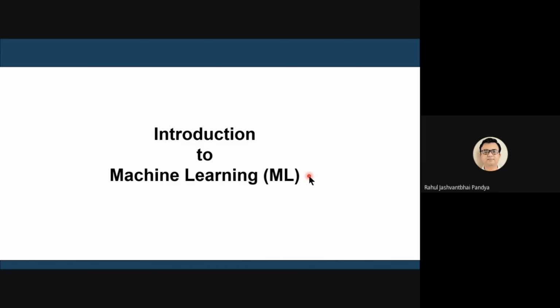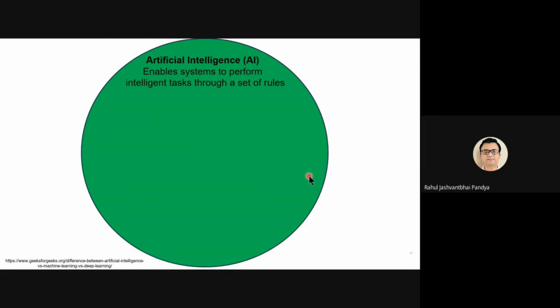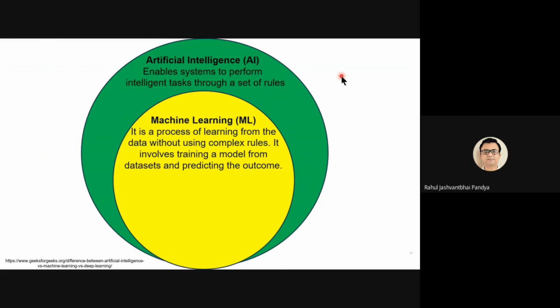In this section, we'll go through the introduction to machine learning. The root idea behind this is artificial intelligence, which enables the system to perform intelligent tasks through a set of rules. That is the major stream of this particular field. Within that, there is a sub branch called machine learning, which is a process of learning from the data without using complex rules, which involves training a model from the data sets and predicting the outcomes.